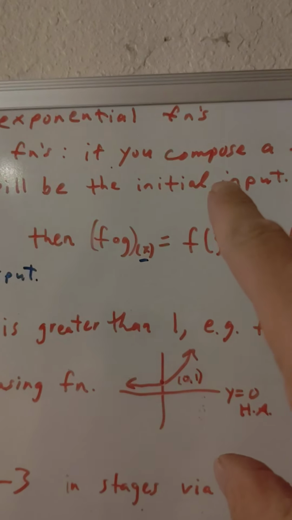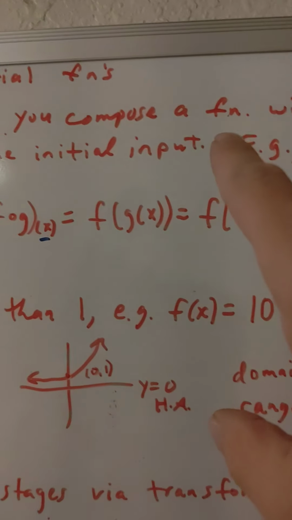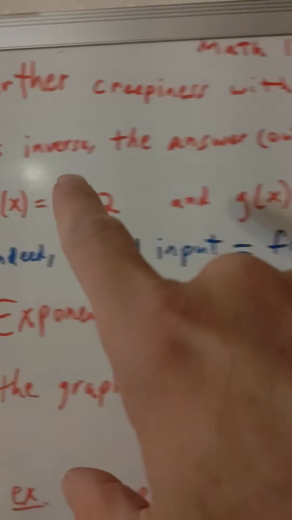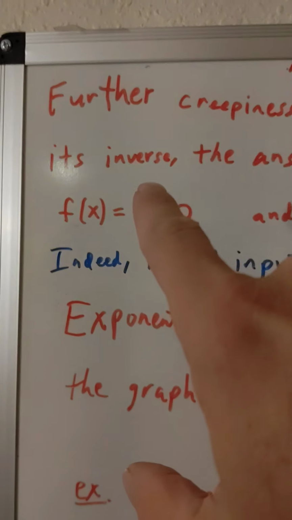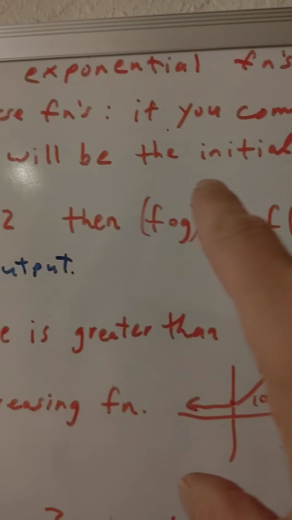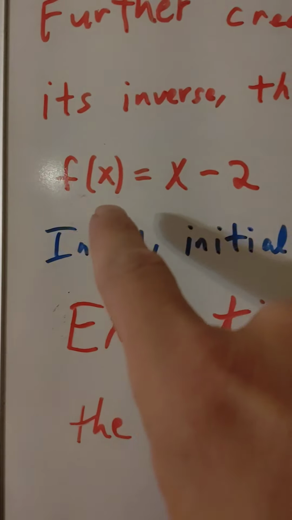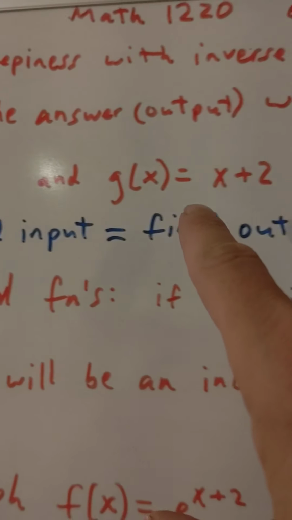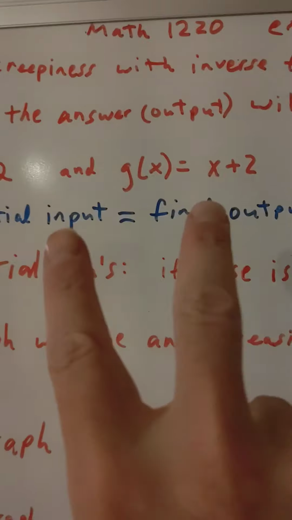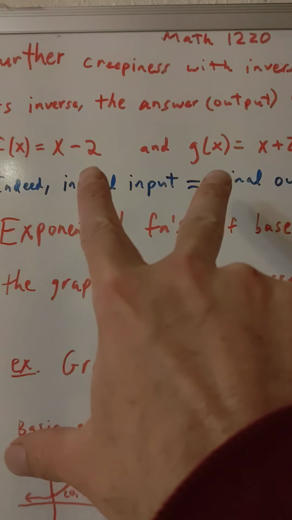Let's talk about composing functions. We've talked about composing functions a couple sections ago. If you compose a function with its inverse, the answer or output will always be the initial input. For example, let f of x equal x minus 2 and let g of x equal x plus 2. It's kind of obvious, you can tell by inspection, these look like inverse functions.